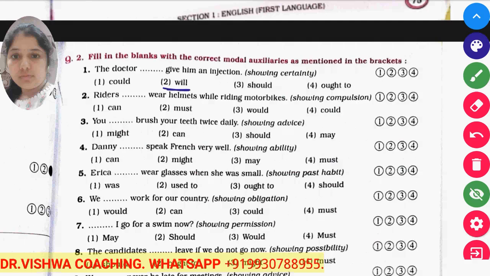Okay, the riders dash dash wear a helmet while riding the motorcycle, showing compulsion. Now we have to show the compulsion, so we use should or must, but should is not there, so the correct option is must. Okay, you dash dash brush your teeth twice daily. Now we have to show the advice, and the given options are might, can, should and may. So we are giving advice, so for advice we use may.